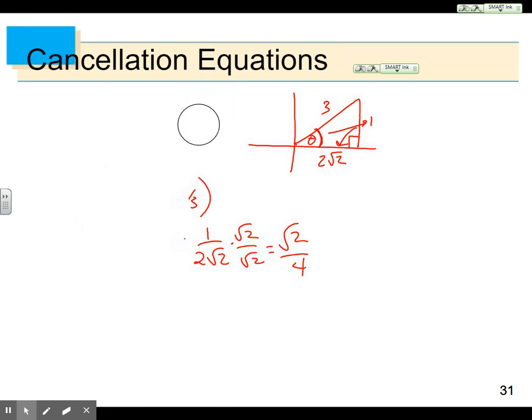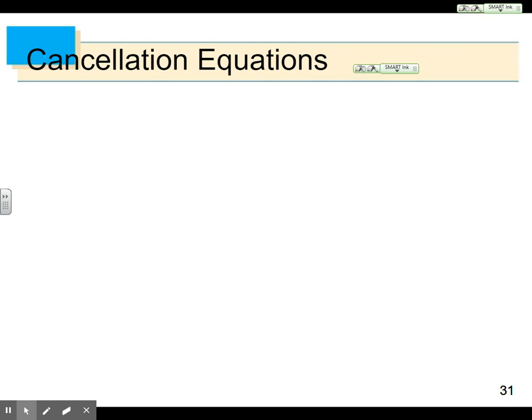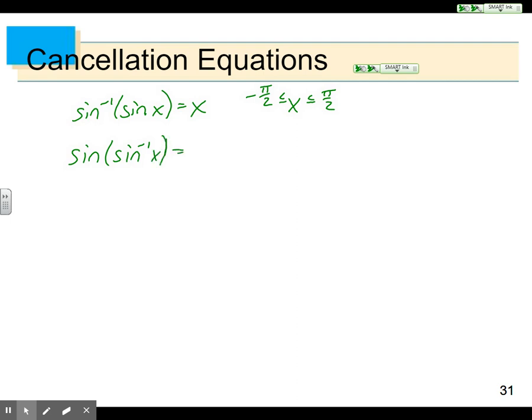What this will allow for are some cancellation equations. For instance, if I take sine inverse of sine x, that should just equal x, as long as my x is between pi over 2 and negative pi over 2. Or if I reverse it, I'm taking sine of sine inverse of x, that should also just give me x, as long as x is between negative 1 and 1. Because remember, I can only go up and down on my sine function in the range direction from negative 1 to positive 1.